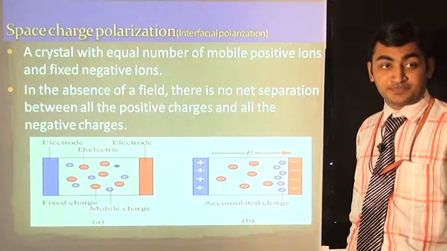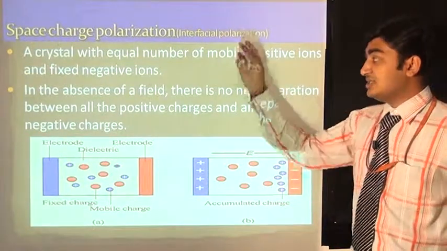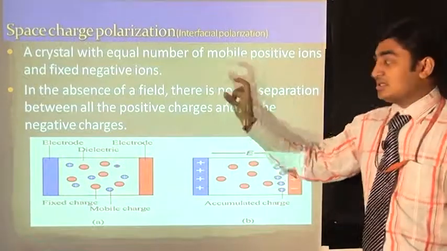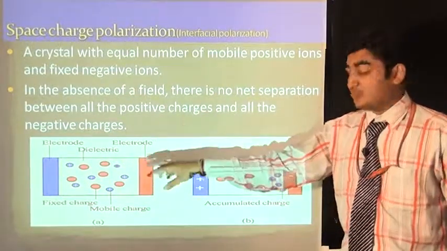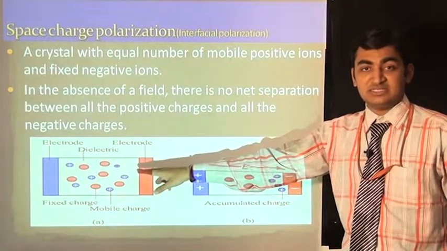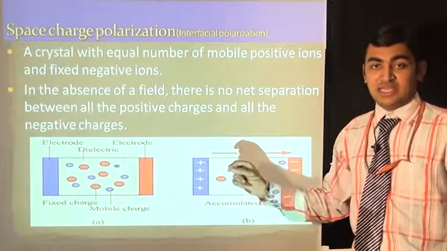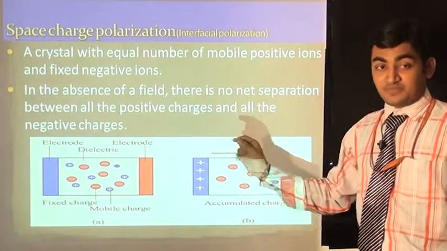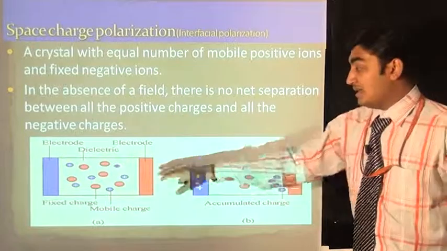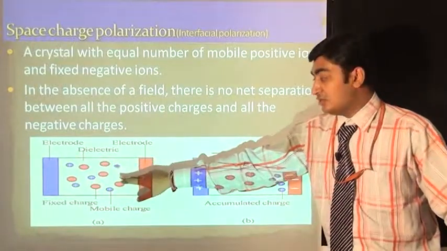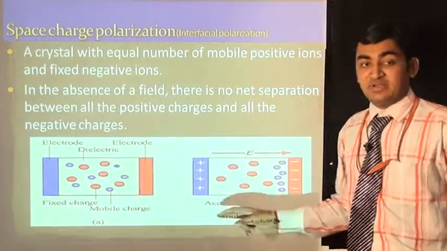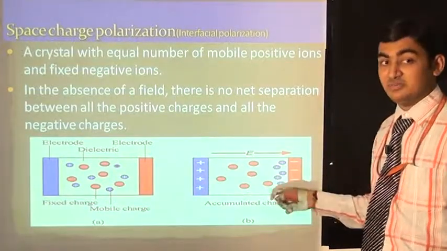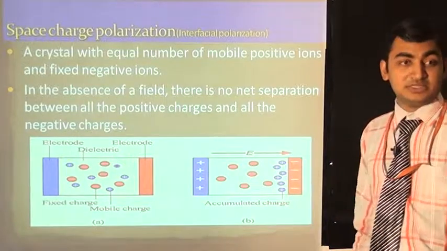Then space charge polarization. In space charge polarization, like in a battery, all charges are free. Positive charge is separate and negative charge is separate. Like in a lithium-ion battery, lithium has positive charge and the ion has negative charge, but all the charges are separate, and in the absence of an electric field, all charges are random, and when you apply an electric field, all the negative charges will be attracted to the positive plate and all the positive charges will be attracted to the negative plate.